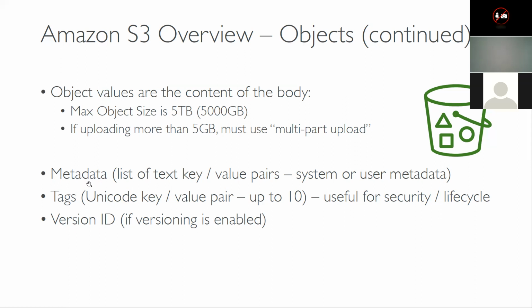Then it has metadata. Metadata is the data about your data. Metadata is a list of key-value pairs. So it has a text or tag, and that tag has a value. System or user metadata. Tags is a Unicode key. Single key with a single value. So key-value pairs up to 10. It's very useful for security and lifecycle.